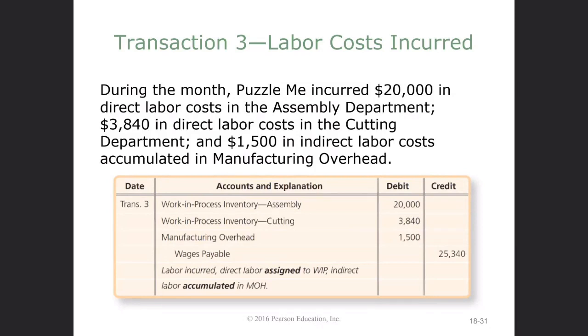And this time we're talking about labor. We're talking about direct labor. We're talking about indirect labor. But we're talking about labor. So we are going to credit our wages payable account. All of these are labor amounts. We're going to add those up and credit our wages payable account by that full amount. And then for our note: labor incurred, direct labor assigned to work in process, indirect labor accumulated in manufacturing overhead. And it says all of that up here.